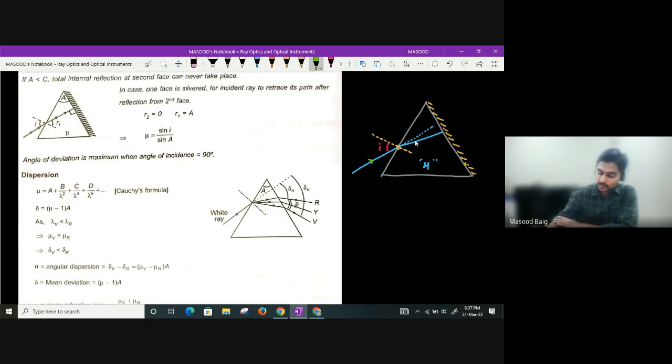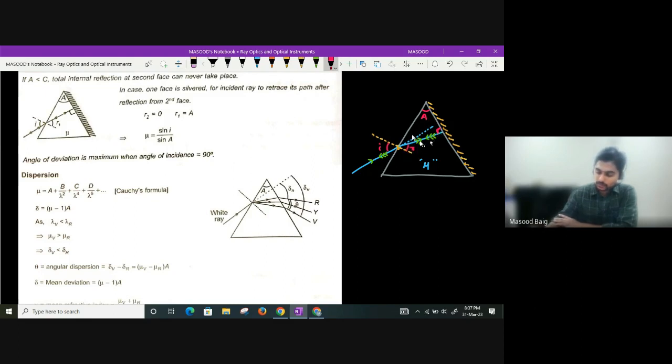So this is our refracted light. I want this refracted light to retrace its path. So when will it retrace its path, beta? It is going to retrace its path when the refracted light falls normally on this face, guys. So if it is falling normally, this is the angle of prism again. This is your R value.